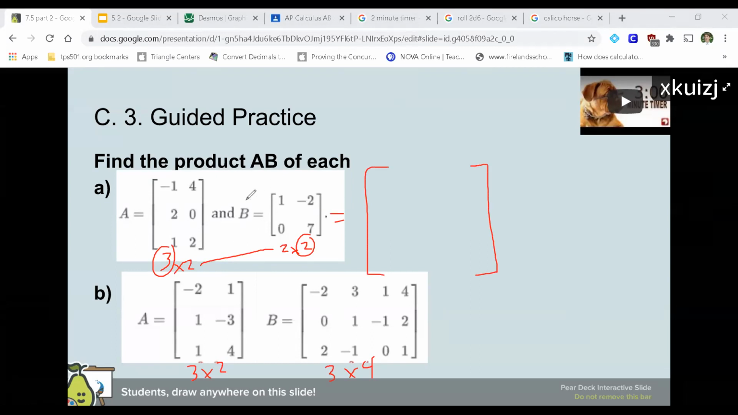All right. To find it, I take the first element in the first row, first column. I take the first row times the first column. And that's actually a pretty easy multiplication to do, right? That's -1 times 1 and 4 times 0. So that's just -1. I'm going to go ahead and finish out the first column then, because that seems pretty easy. So then this would be 2 times 1, 2. And then this would be 1 times 1 plus 0, which is 1.